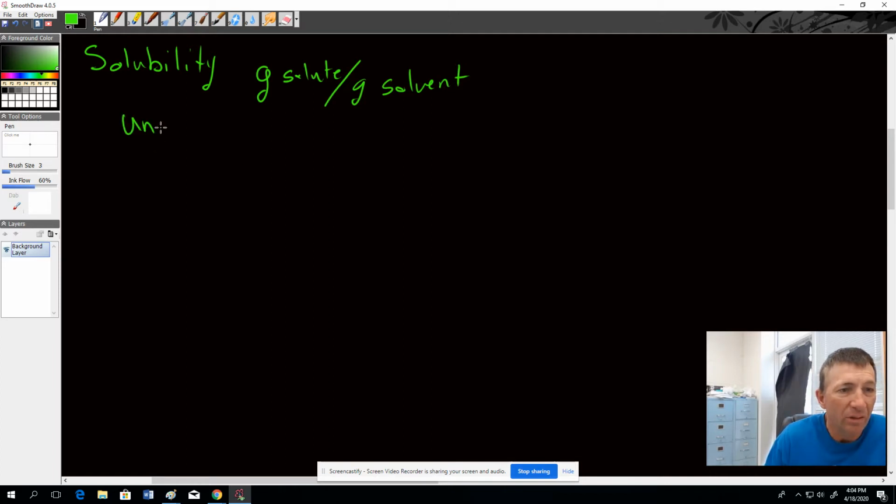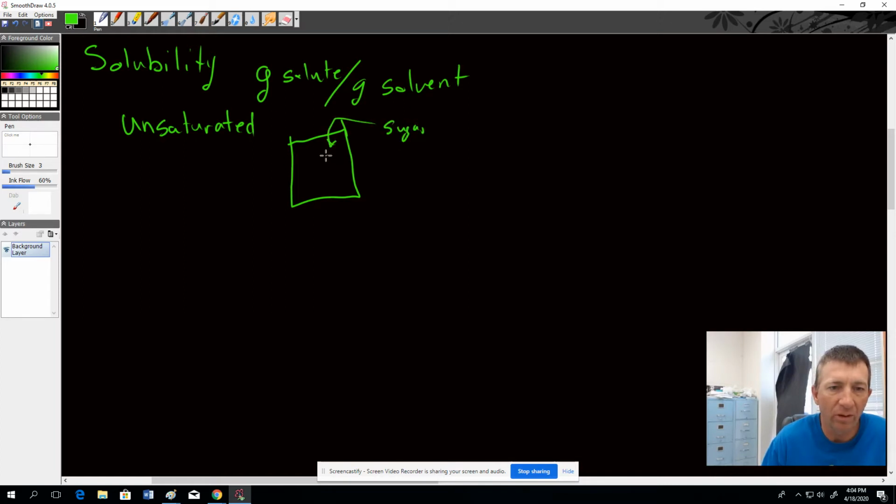The first one is called unsaturated. So let's say I'm making a solution of some sugar water. I've got a glass of water. I dump some sugar in it. I put just a little bit of sugar in here and it all dissolves in the water. Okay, that's what we would call unsaturated. So in other words, it can hold more solute. And the solute would be the sugar and the water would be the solvent. So we can actually add more. If we just add a little bit to it, we can add more to it.